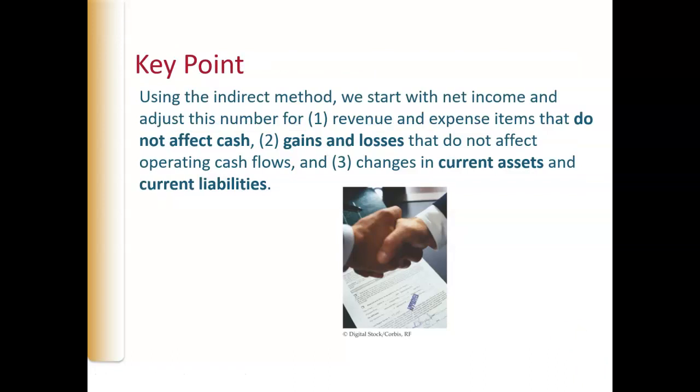Using the indirect method, we start with net income and we adjust this number for revenue and expense items that don't affect cash, gains and losses that don't affect operating cash flows, and changes in current assets and current liabilities. Does that make sense, guys?